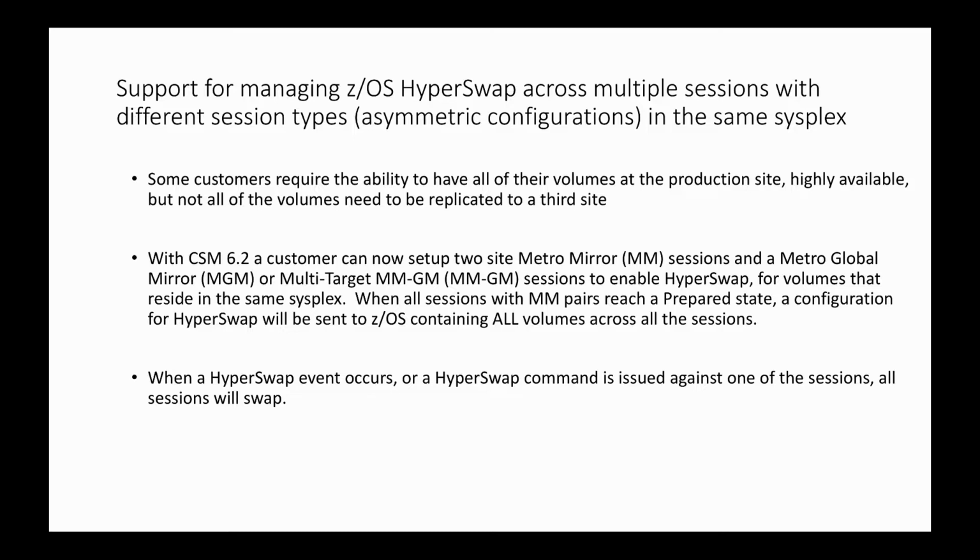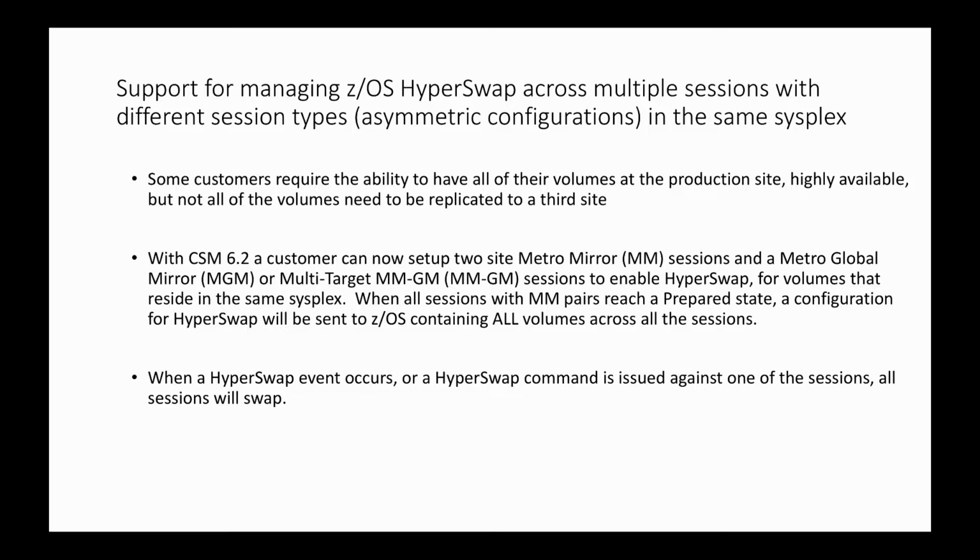So that basically means that there are customers that wanted to have all of their Metro Mirror relationships in their local site highly available, which means they wanted them HyperSwap capable. However, not all of those volumes, those production volumes, had to be replicated to the remote site.